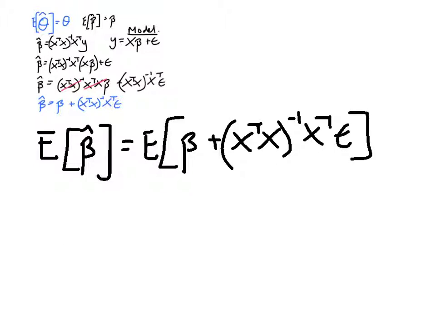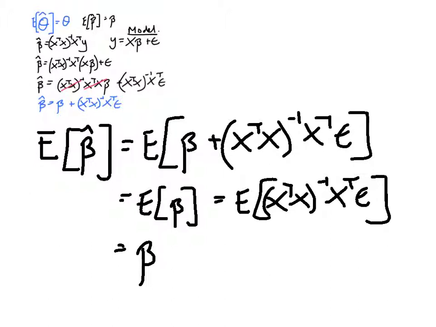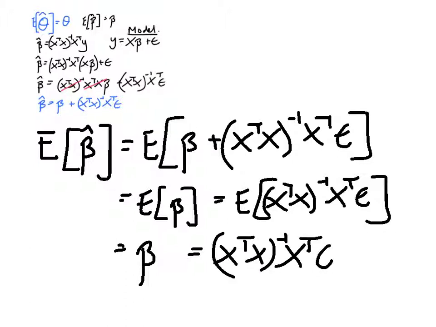We've got a simple additivity that we can use here to break these two parts. So this is going to be the expectation of beta plus the expectation of (X^T X)^-1 X^T epsilon, and of course what's the expectation of a constant? It's the constant. So we've got a statement that this is the expectation of beta plus (X^T X)^-1 X^T multiplied by the expectation of epsilon.